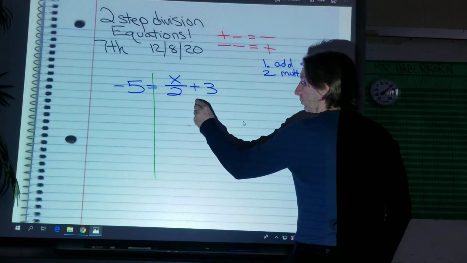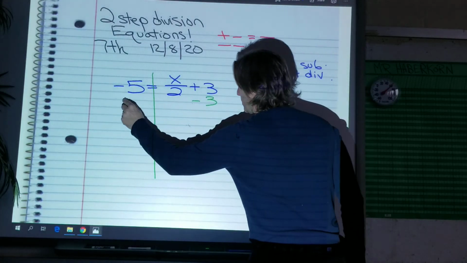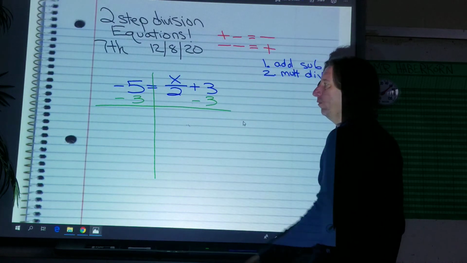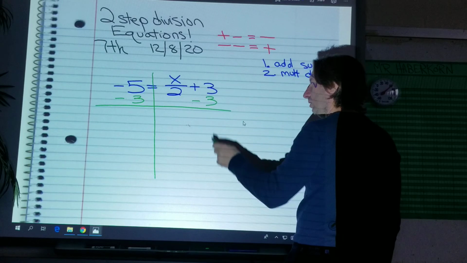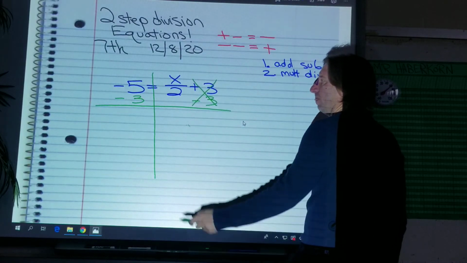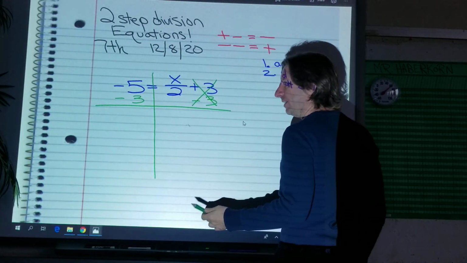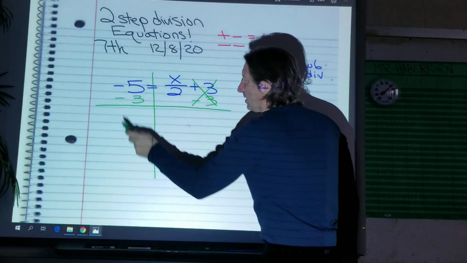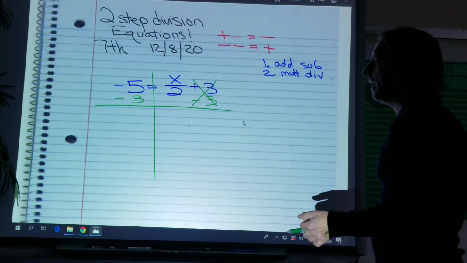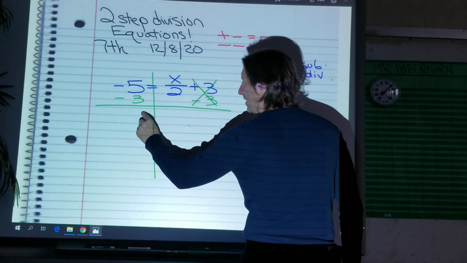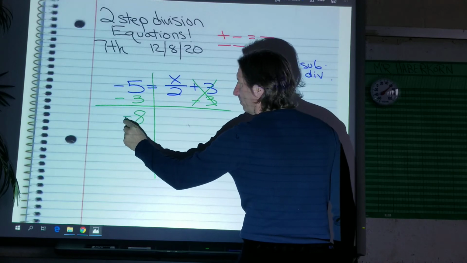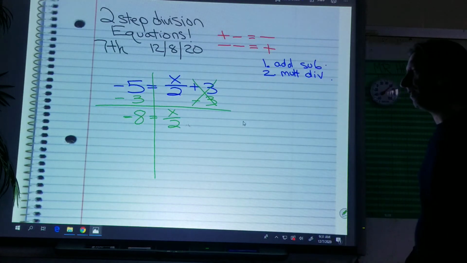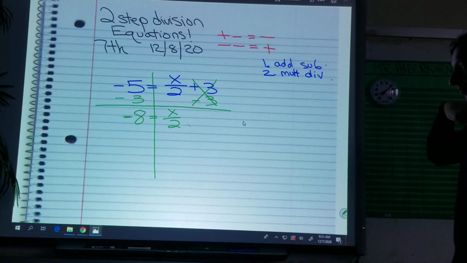So I'm going to subtract 3. And if I do that, we have to do the same thing over here, right? Don't add 5. That's not going to help us get the x by itself. We always want to get the letter by itself. Okay, so those are gone. Same signs. We add and keep the sign, right? This is adding and subtracting now. So it's not going to be negative times negative. No, no. Same signs. We add and keep the sign, right? 5 plus 3 is 8. Keep the sign. Okay, so negative 8 equals x divided by 2.